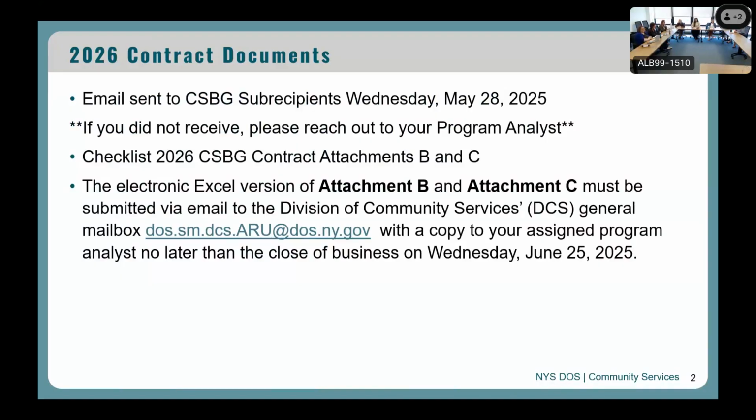Okay. All right, so before we go to Mindy, the email was sent to all of you on Wednesday, May 28th. If you did not receive it, you could reach out to your program analyst. What you should have received was the contract attachments B and C and the checklist 2026. The electronic Excel version of attachment B and C must be submitted via email to us in the general mailbox, and you can see on your screen the email address with a copy to your assigned program analyst. So make sure you don't forget to also send it to your program analyst, and make sure you do that no later than the close of business Wednesday, June 25th.